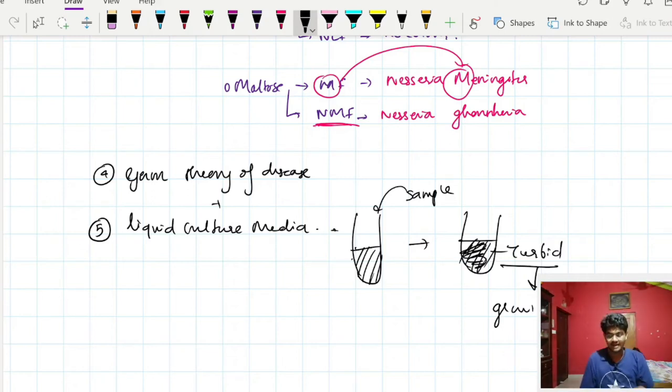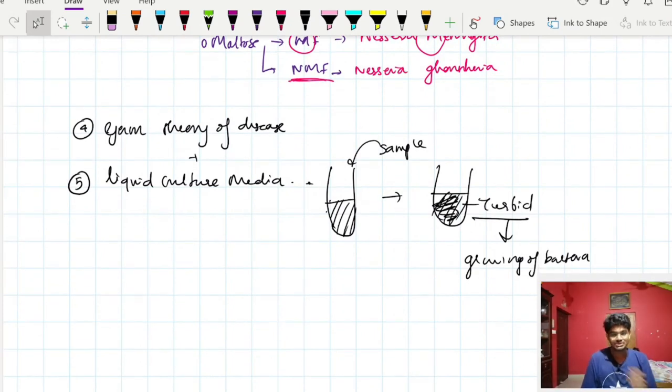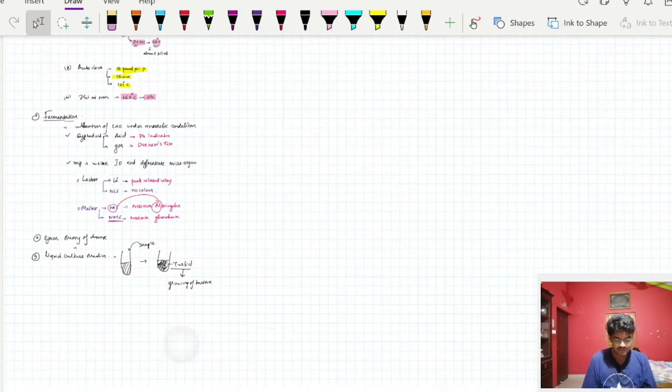So this turbidity indicates there is growing of bacteria. So the taken sample has grown in abundance in the culture media. So he is the first to introduce the liquid culture media, who? Louis Pasteur. So these are the five innovations of Louis Pasteur.